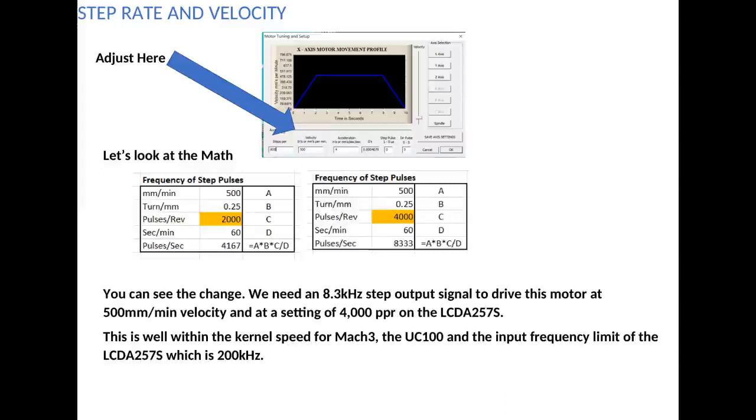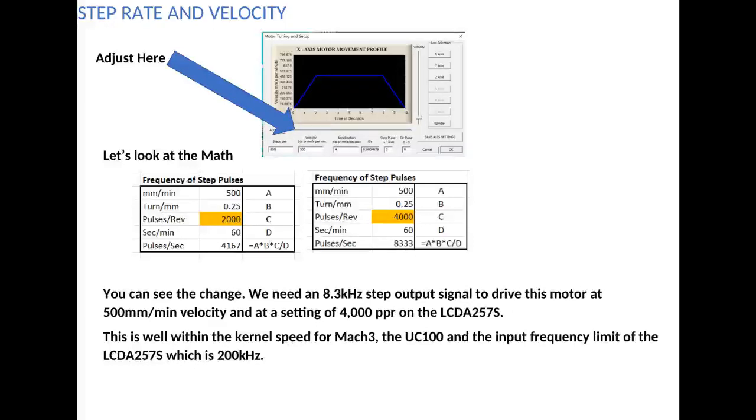Let's look at the math for a couple of examples. A is the velocity we set in the Mach 3 tuning. B is the ratio of the motor turns to linear movement, in this case a quarter of a turn for 1 millimeter. C is the pulses per rev set on the LCDA, and D is obviously the seconds in a minute. And the step frequency is given by the simple formula A times B times C divided by D.